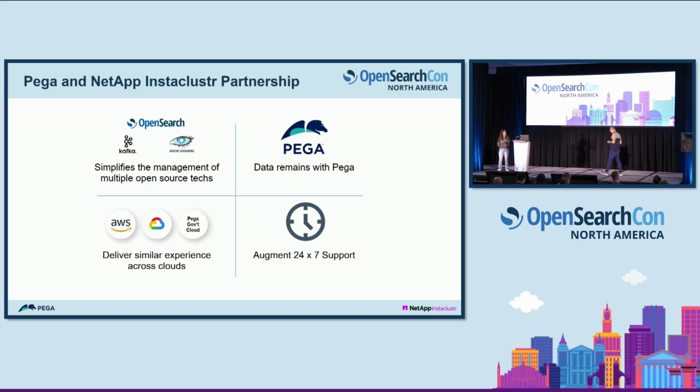The other thing that I really love is we have a unified experience across both the cloud vendors, on both Pega Cloud AWS and Pega Cloud GCP. And right now we are partnering together on how to solve this for the government sector. So for FedRAMP, we will also be using the FedRAMP compatible NetApp Instaclustr solution. And it comes with 24/7 support.